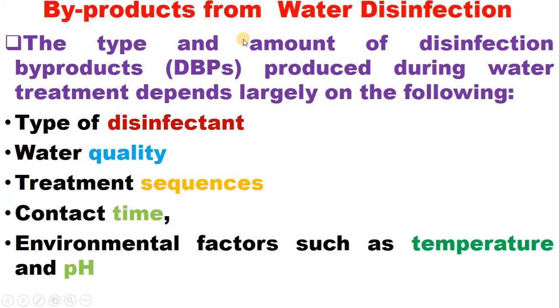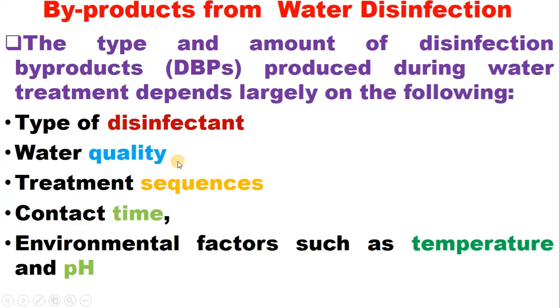Now, this is the point where we're going to dwell much today: the byproducts from water disinfection. The type and amount of disinfection byproduct produced during water treatment depends largely on the following: the type of disinfectant, that is to say, if you are using ozone as a disinfectant, the byproduct will be different from that when you are using chlorine dioxide. So it depends on the type of disinfectant you are using. That will determine the type of byproducts that will come up.